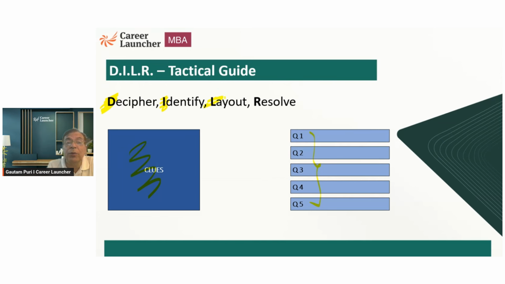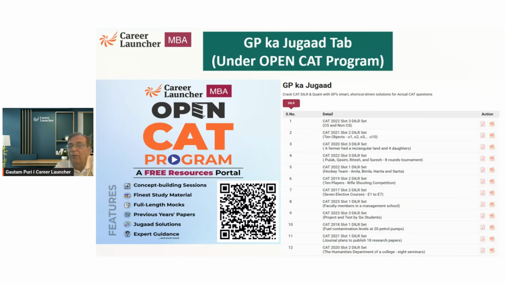And based on the question, you tabulate the data. The layout is nothing but tabulation of data. So you tabulate, keeping in mind what the question asked, and then along with that you solve the questions. Remember, when I look at identify, layout, resolve, this is a back and forth process. You will identify something, lay out something, resolve something, and keep going back and forth. It is not 4 compartments. This is a porous kind of a thing where you keep going back and forth. So DILR, decipher, identify, layout, and resolve is the basic tactical guide that we work on.